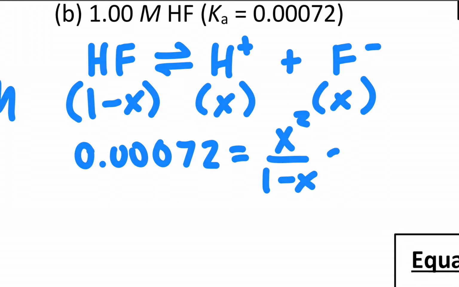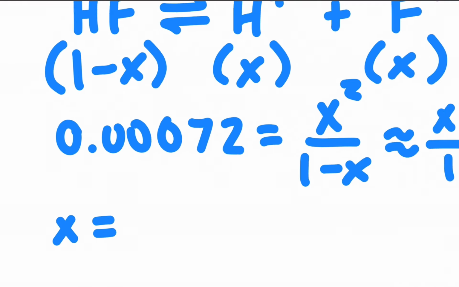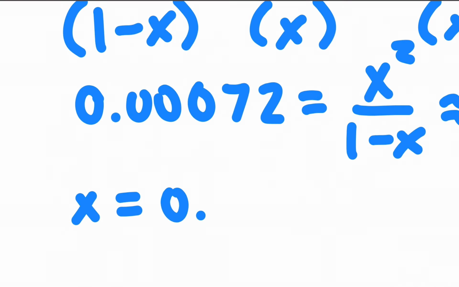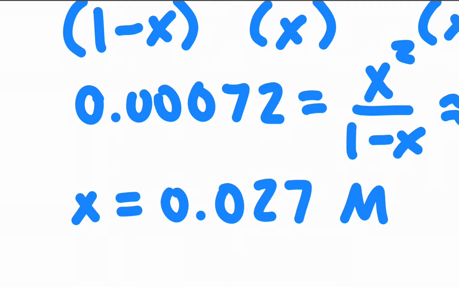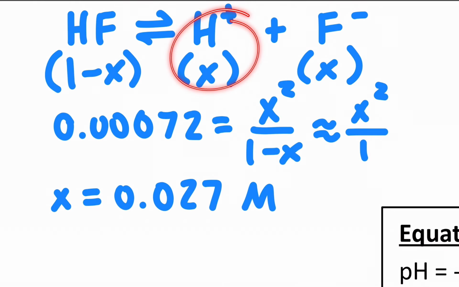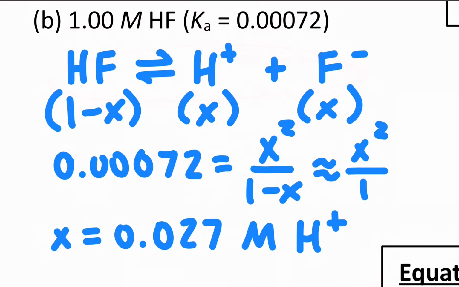So we're going to abbreviate this, just like we did with certain other equilibrium problems, as just x squared over 1. So all I have to do, because it's 1 molar, is take the square root of the K value. So 0.00072 to the 1/2 power gives me 0.027 molar. And I'm going to remind myself that X is my H plus concentration. If this was a Kb expression, my X would actually be an OH minus. But here it's a Ka, so X is H plus.